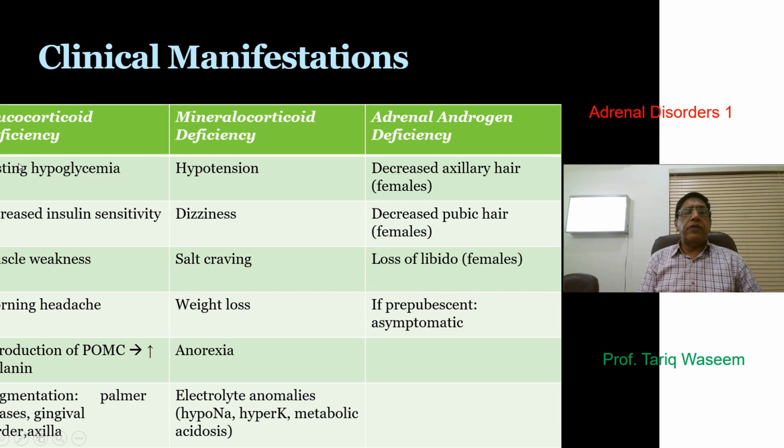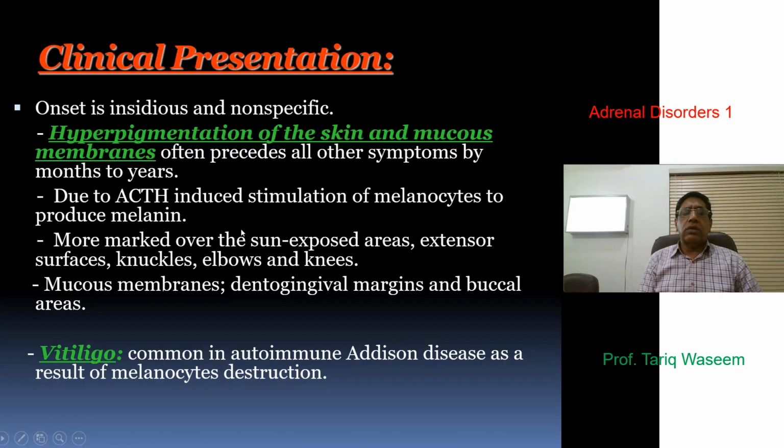Glucocorticoid deficiency would present with fasting hypoglycemia, increased insulin sensitivity, muscle weakness, morning headaches, and increased production of POMC or melanin, and there is increased pigmentation in the palmar creases, gingival border, and axilla. Mineralocorticoid deficiency would present with hypotension. The patient would have dizziness, may have postural hypotension, and in addition may have blackouts on standing up.